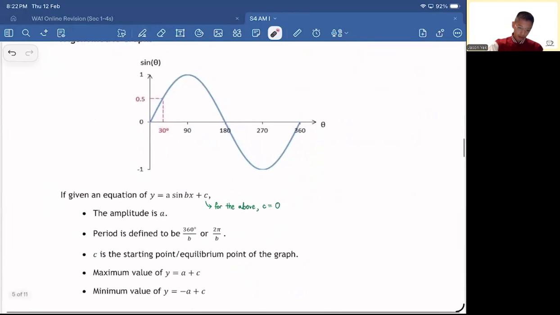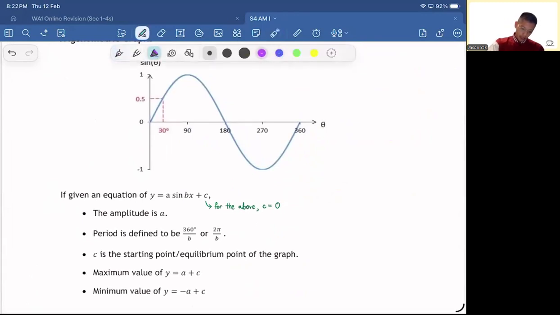We call the number A your amplitude. This B over here will affect your period. Let's recall first, normally your period will be 360, but because of the value of B, it will scale your period of 360, or in radians 2 pi. So please be very careful. The one I'm highlighting in green is your normal period of sine.